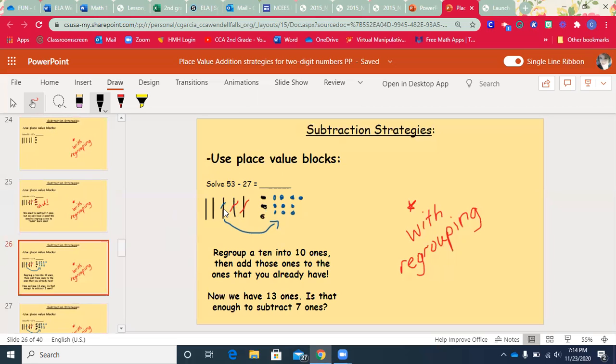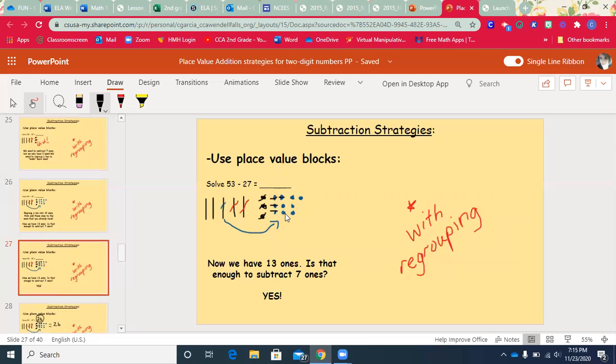Let's look at that again. I did not have enough 1s. I only had 3. The equation is asking me to subtract 7. So I need to take one of my 10s, break it into 10 1s, and add it to those 3 1s that I already have. So now, instead of having just 3 1s, I have 13 1s. Is that enough to subtract 7 1s? Absolutely. So let's show it.